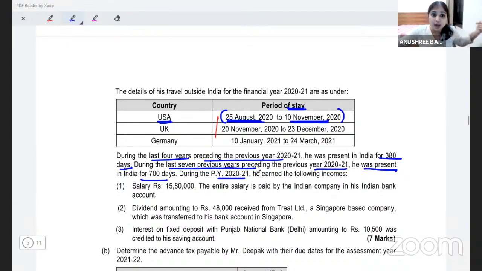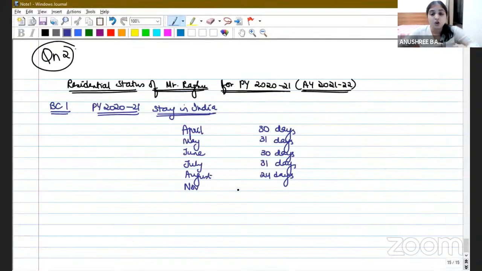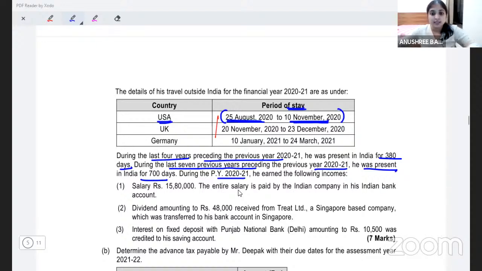25th August also I will count as USA. 10th November also I will count as USA. Now after August, when is he coming to India again? Only in November. November, how long is he staying in India? See, he's staying in USA till 10th November. So only from 11th November, I will start counting.